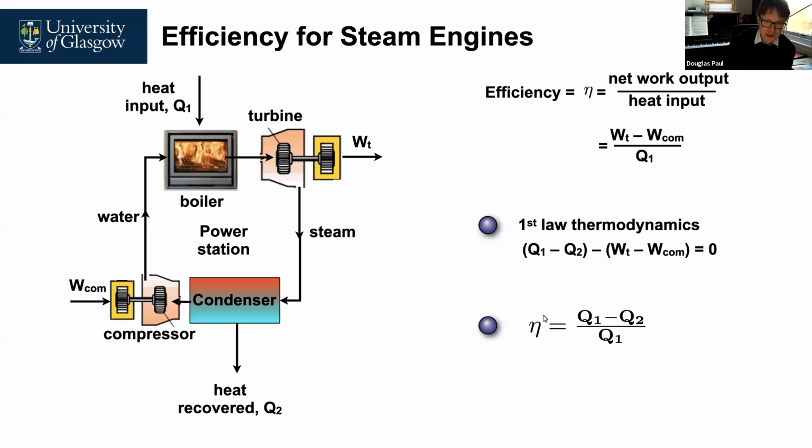So now we can change the efficiency to the heat input minus the heat output divided by Q1. So you can see, just using the first law of thermodynamics, now we can look at the efficiency as the heat input minus the heat output divided by the heat input. Or we can rearrange a little bit so that the efficiency is 1 minus Q2 over Q1. So you can see here that provided Q2 is smaller than Q1, this value always has to be less than 1. And in real systems, that's always going to be the case.